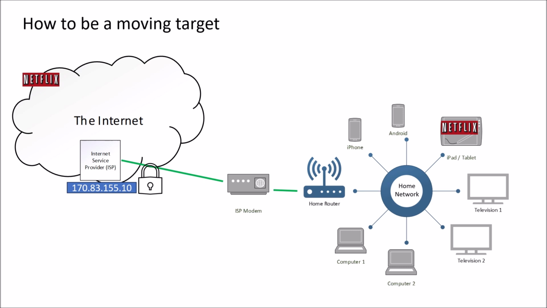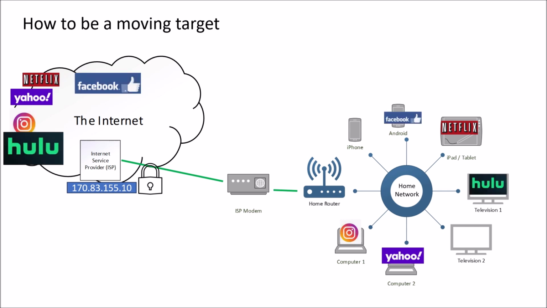So as we did in the example before, if you're on your iPad and you want to go to Netflix, Netflix will stream that movie back to that external IP address. Same thing with Yahoo and Hulu and Facebook and all of those places, right?